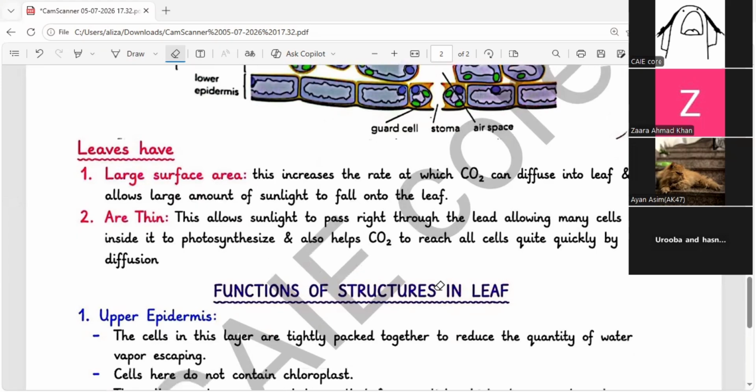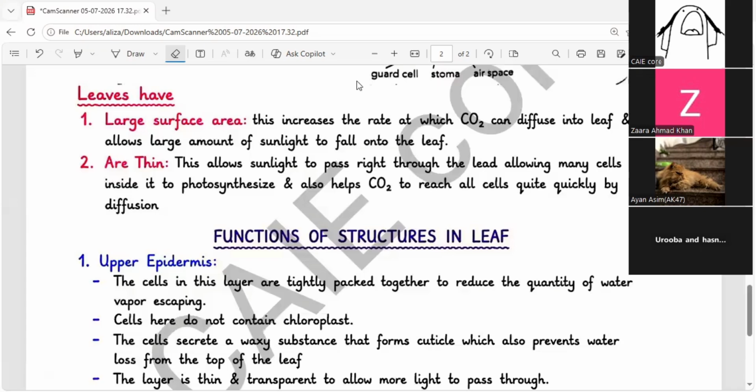Okay, now there's something in the chat. Just give me a minute. Can you please explain part 1, that why they are thin? Okay, let me tell you.